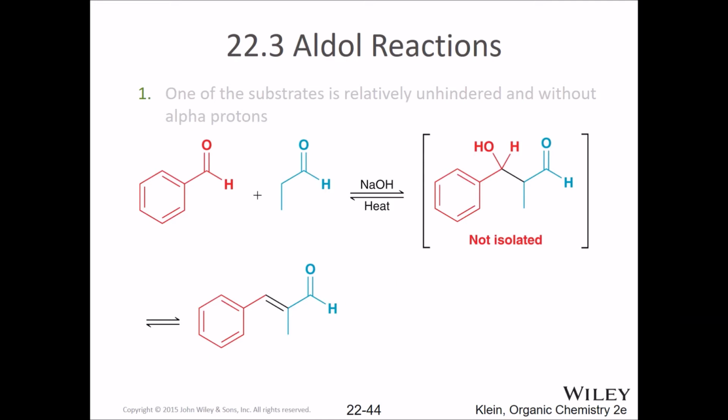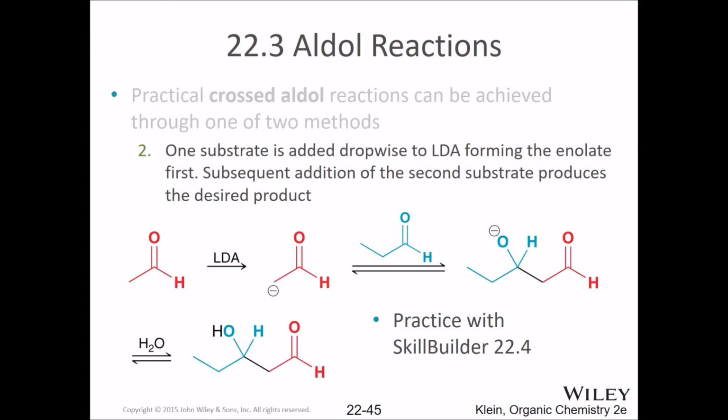Okay, so here's another example of one that has no alpha hydrogen. No alpha hydrogen. That's one way to get a crossed aldol. And then the other way, well, I already mentioned this. Sorry, I couldn't resist. It is to add one substrate in dropwise.